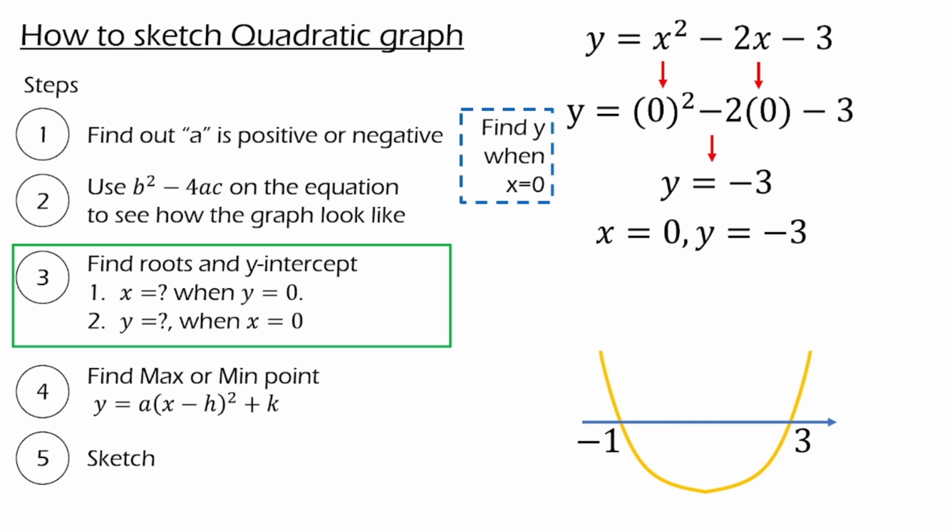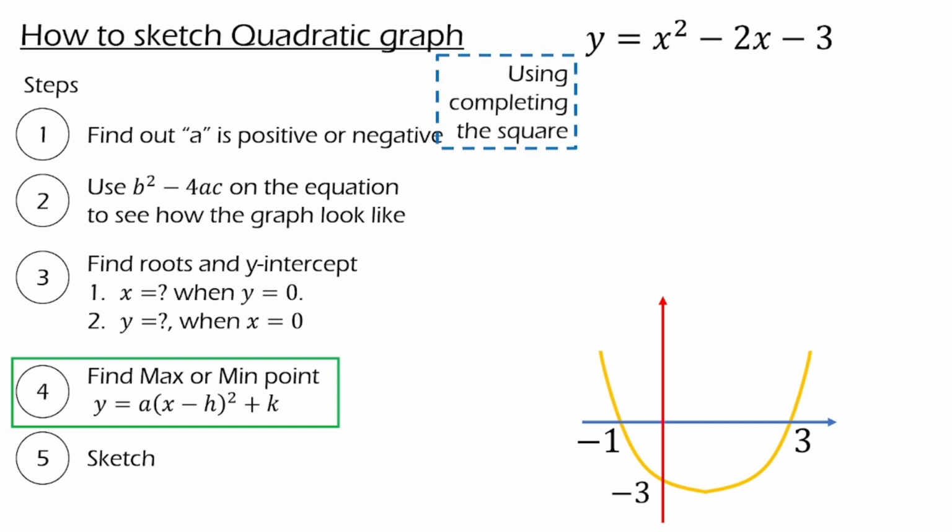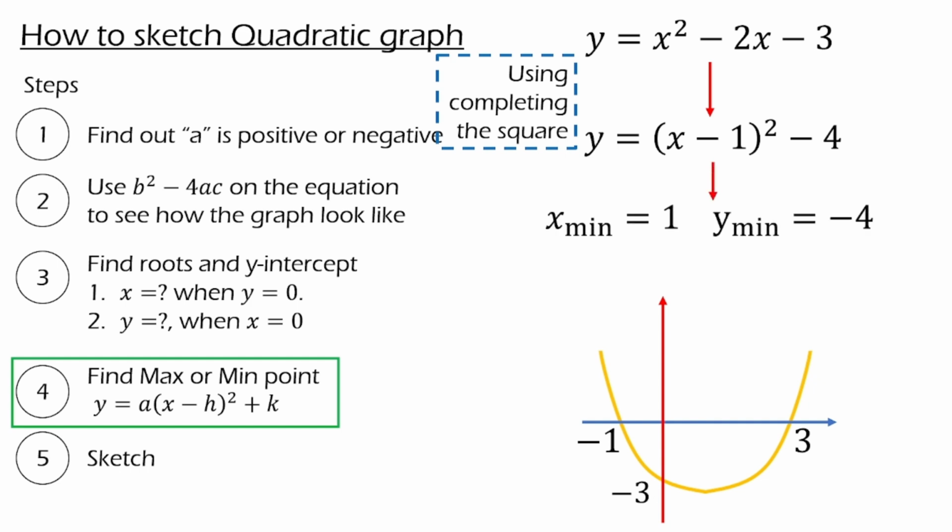Where is it located on the graph? Here. Let's move to step number 4, which is finding the maximum or minimum point. In our case here, we are going to find the minimum point. We can find this by completing the square and converting our equation into what we call the vertex form. Looking at the vertex form, we know our x minimum is 1 and our y minimum is -4. After that, we label it on our graph and we have completed sketching this equation, which is y equals x squared minus 2x minus 3.